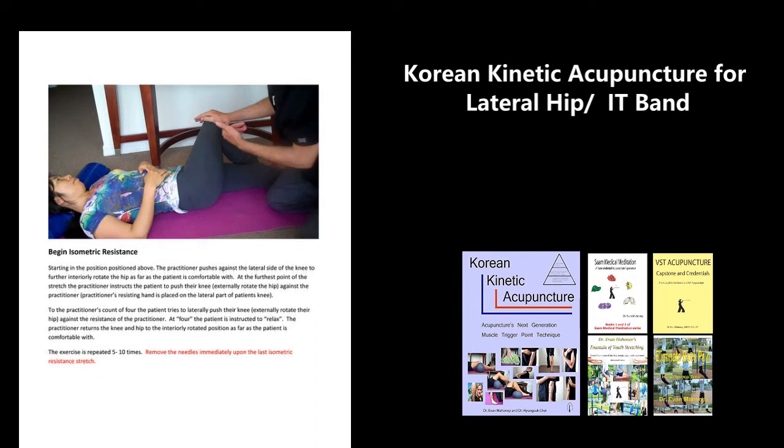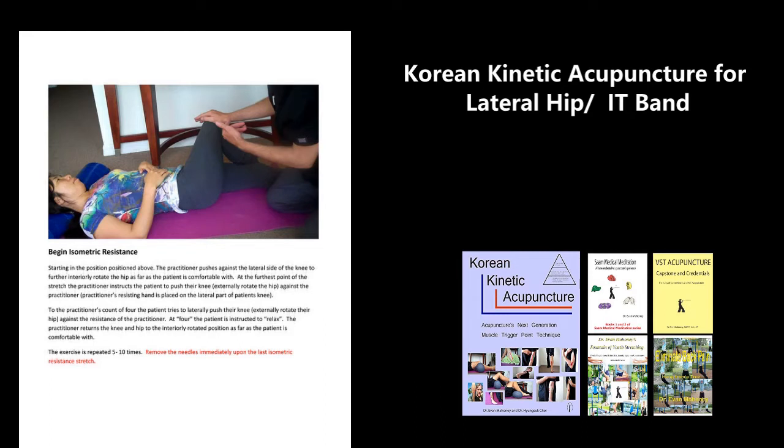The practitioner returns the knee and the hip to the internally rotated position as far as the patient is comfortable with, and this exercise is repeated 5 to 10 times. Remove the needles upon the last isometric resistance stretch. So, simple procedure: you cross the leg over the opposite knee, and then you push the knee so that you're internally rotating the hip as far as the patient is comfortable with.